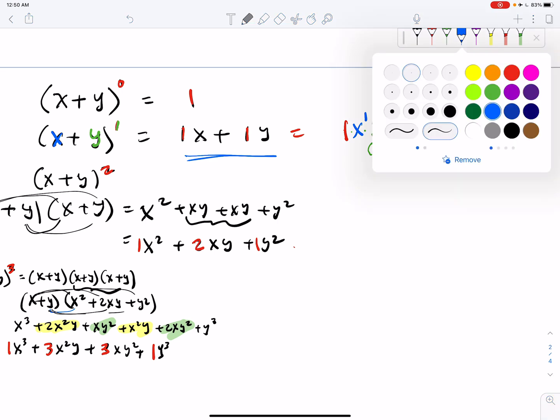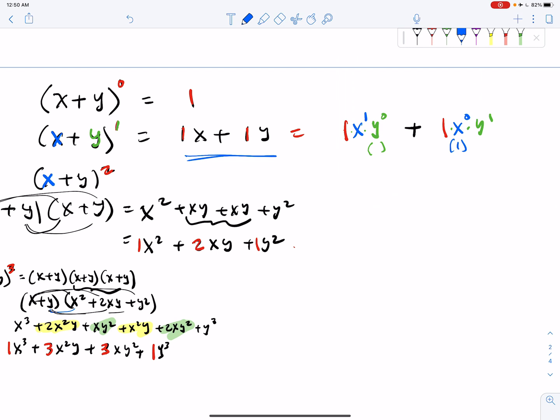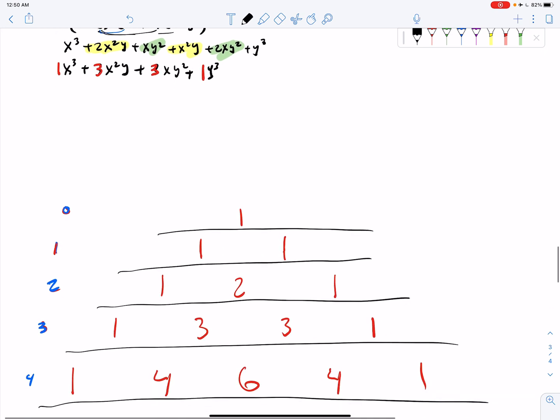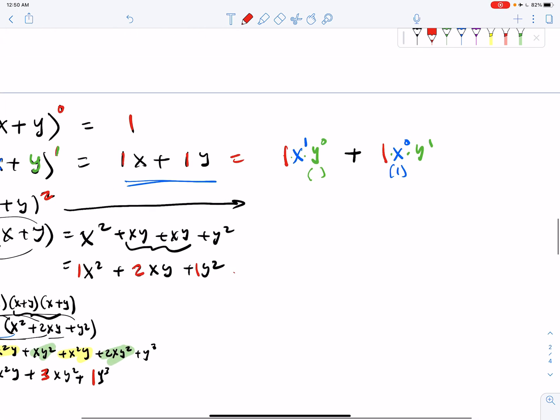If I use the same color scheme here, that's x. Okay, so let's go ahead and see how this should expand out. Well, first of all, I see it's a second power. So I go to my second degree and I look at the coefficients, which happen to be 1, 2, 1. Okay, so I'm going to write 1, 2, 1. Those are the coefficients.